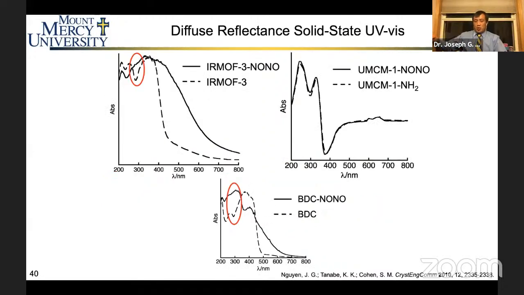What the other group didn't use, and we were able to use, is electronic spectroscopy. The amines lack an absorption in a certain region at 300 nanometers. So notice that our BDC ligand and our IRMOF-3 wouldn't absorb the light or energy at 300 nanometers. But whenever it became the NONOate, you can see that the absorption actually increases because of the presence of the NO. On the UMCM, it's really hard to see the electronic spectroscopy because you don't have as many amine groups in there. It's kind of like a detection limit issue, so it's really hard to decipher.